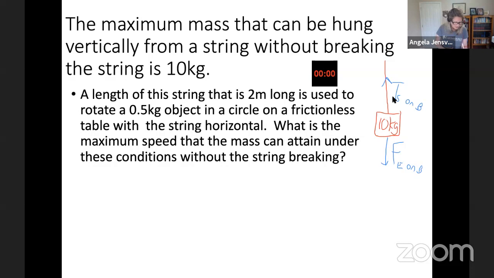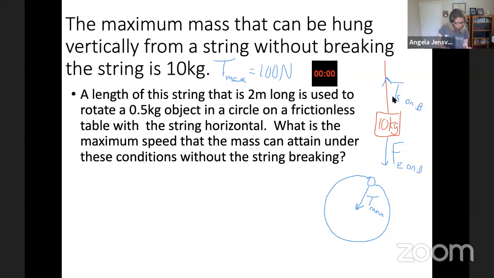So basically what that tells us is the maximum tension is 100 newtons because the force that the earth pulls down with is equal to mg. Okay, so now we know the maximum tension is 100 newtons. I just want to draw a picture of the circular part of this. You're going to take an object, swing it around in a circle, and connect the string to it. And you want to know how fast can you spin it before the string breaks.